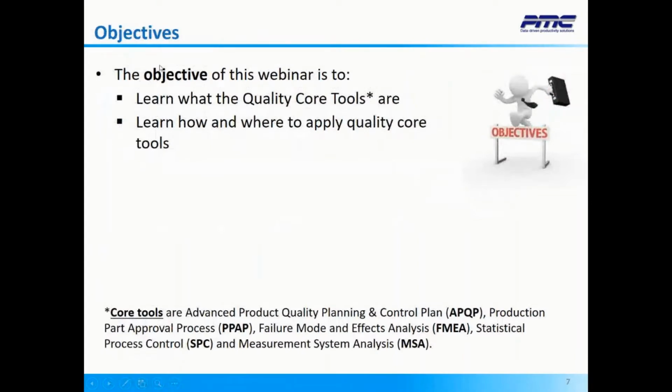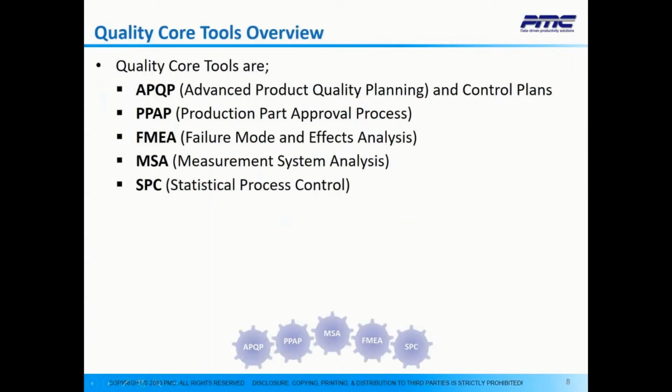So the objective of this webinar is that we're going to stay focused on what quality core tools are and how and where to apply them. Quality core tools, sometimes called automotive core tools, start with APQP, Advanced Product Quality Planning, and Control Plans. It decreases the complexity of product quality planning for customers and suppliers.